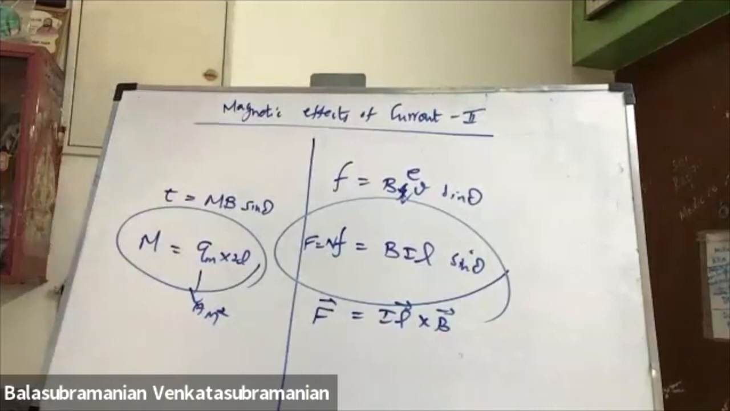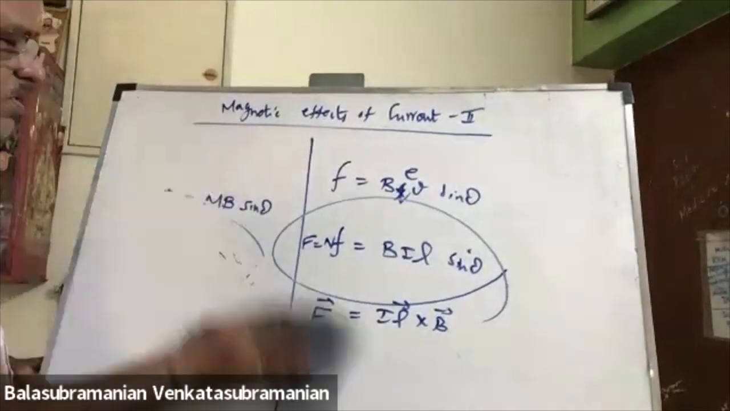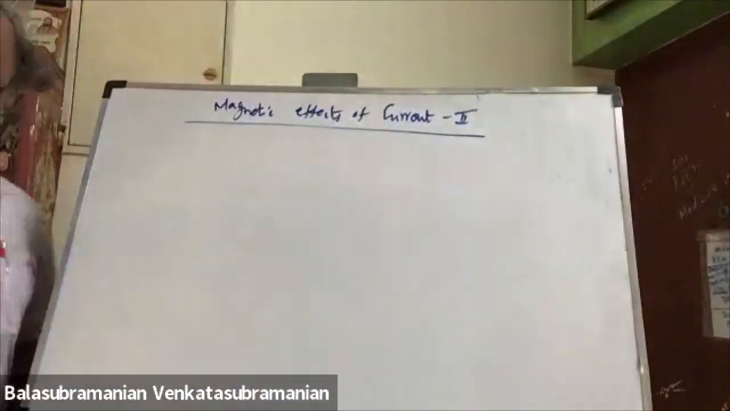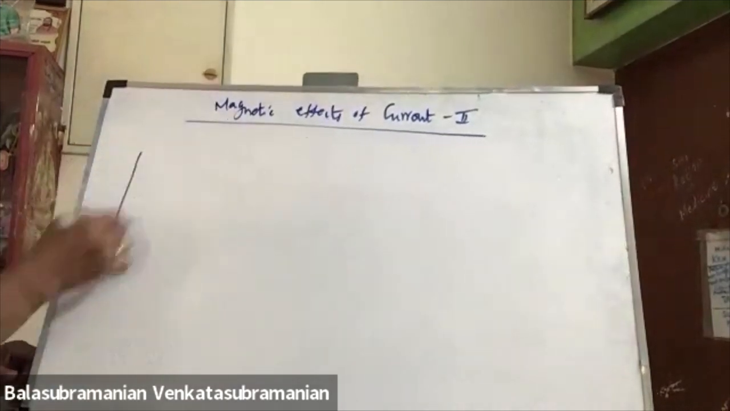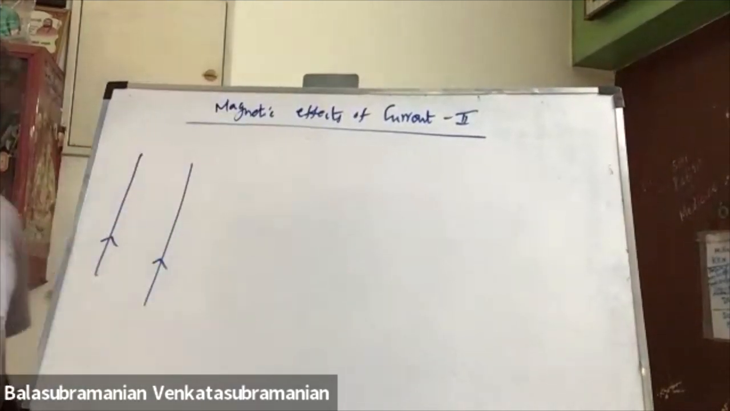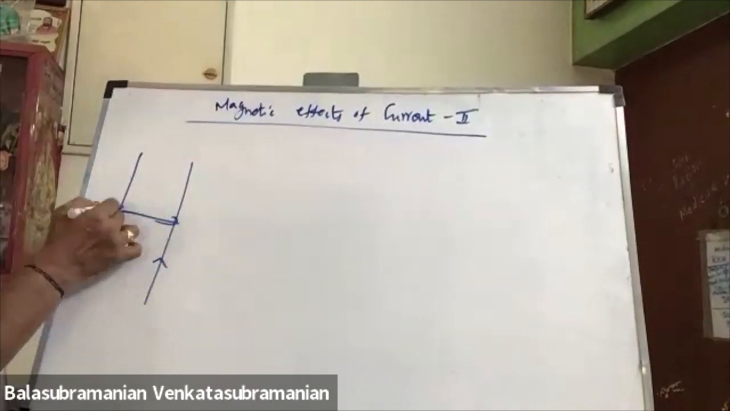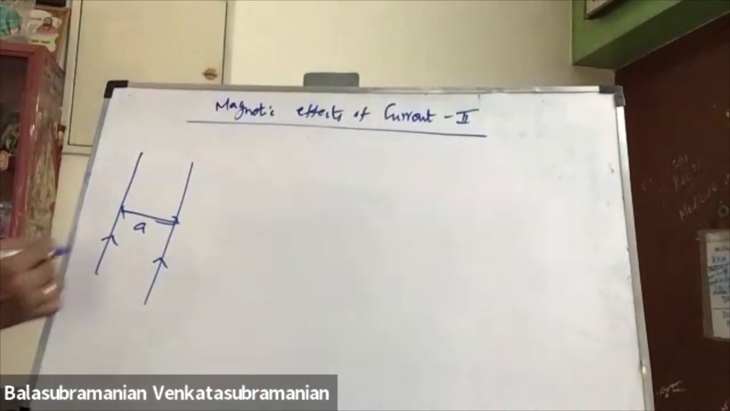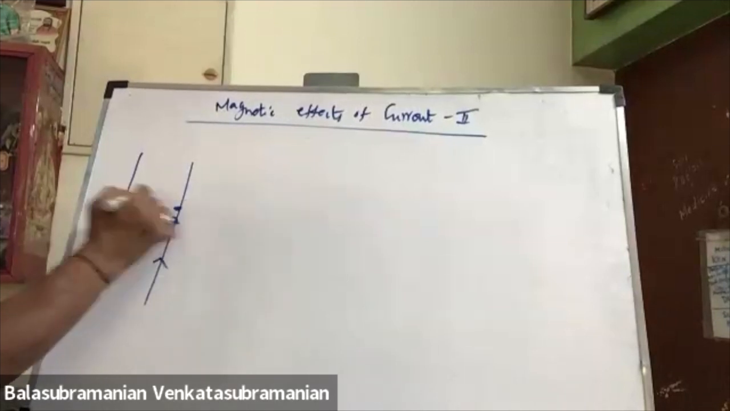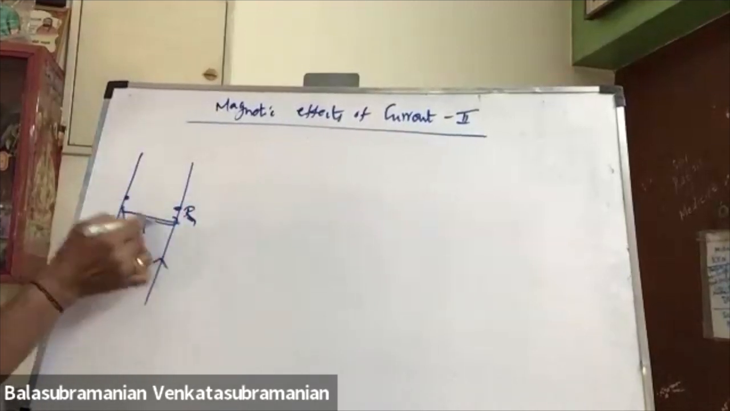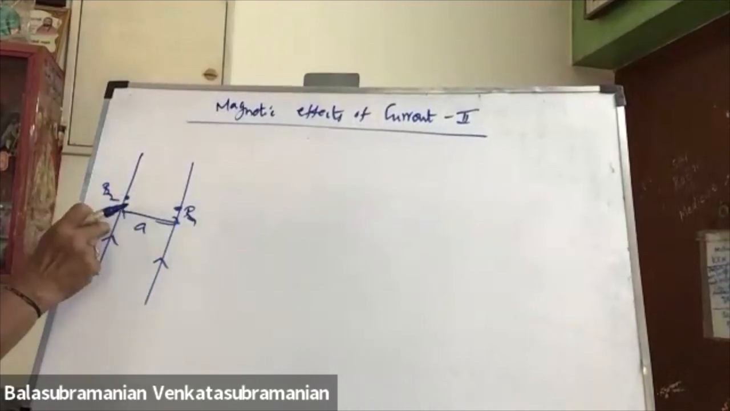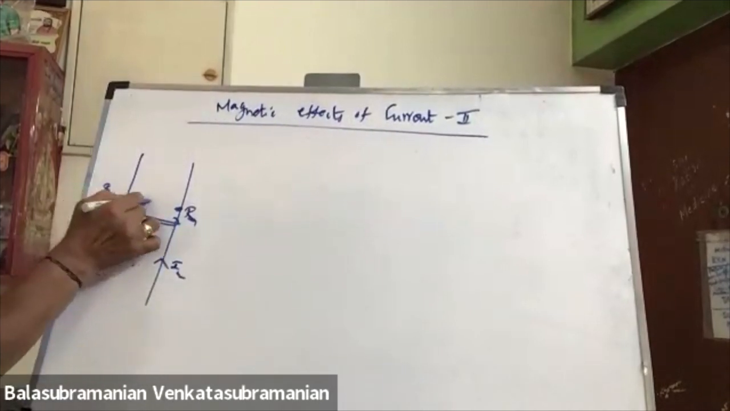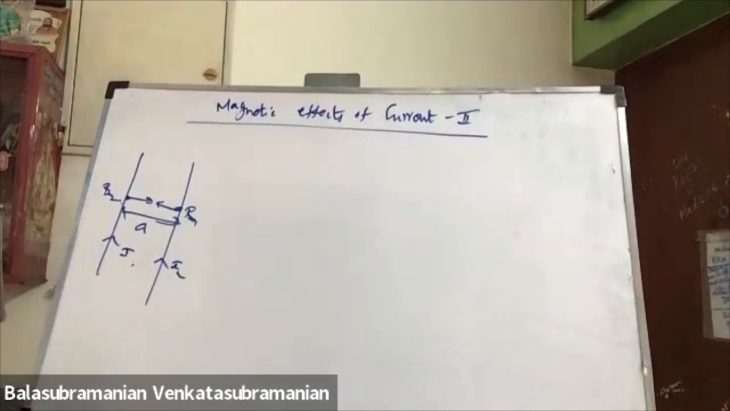Based on this concept, this is the force due to a single wire. Suppose we have two wires separated by a distance A. The magnetic field due to the first wire is B1. The magnetic field due to the second wire is here. For the second wire with current I1, current I2, the magnetic field is here. These two experience a force.